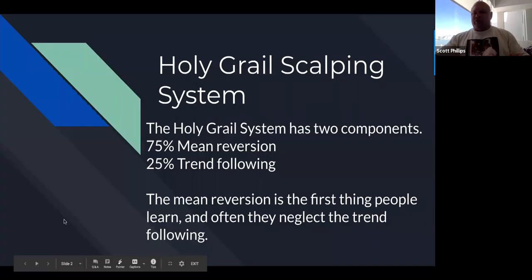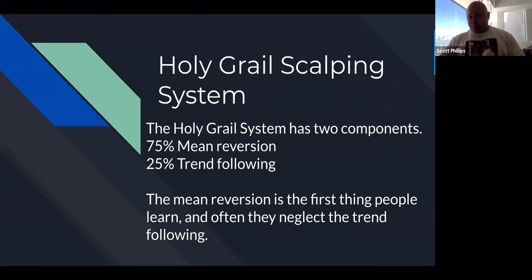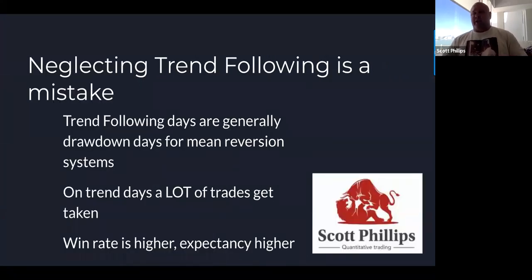So the Holy Grail system has two components. About 75% of your trades are mean reversion trades, while only 25% of them are trend following trades. Now, the mean reversion aspect of the system is drastically, and I mean drastically, easier to learn. And because of that, many people learn it first, and often they neglect the trend following aspect of the system. And that's a huge mistake. And why is it a mistake?